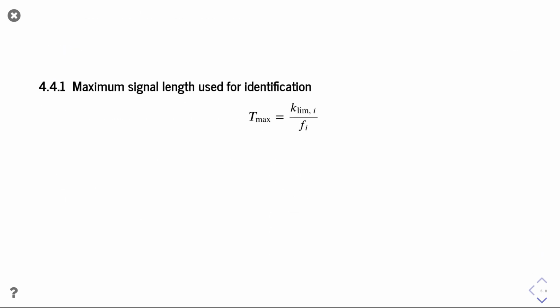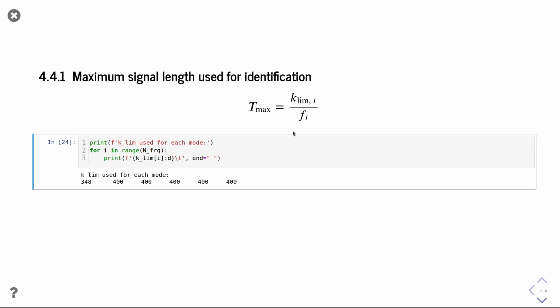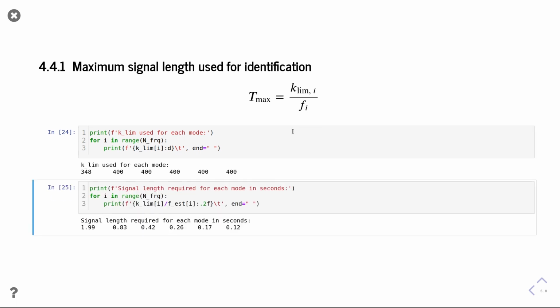Here, the total length of the signal required for the identification at each mode is shown. It is obtained by simply dividing the maximum k-limit used for each mode by the corresponding natural frequency. So these are the k-limits used for each mode, and these are the lengths of the signal used for identification. And with this, the demonstration is concluded.